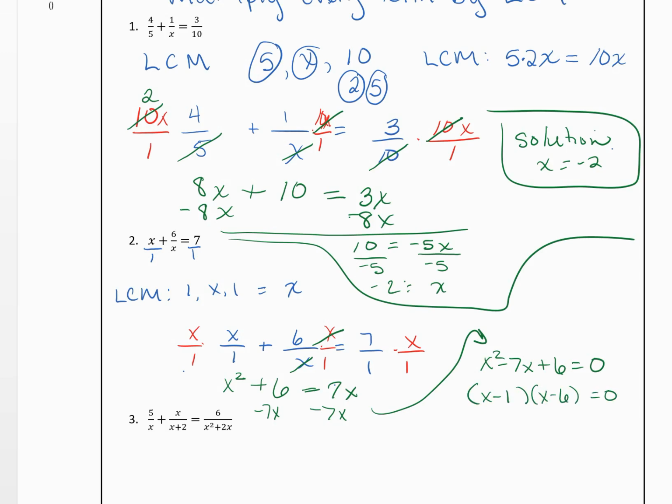Now we would set each of these equal to 0. x minus 1 equals 0, x minus 6 equals 0. So we get x equals 1 or x equals 6. And again, we'd want to glance back at the beginning and just make sure that you'd never be dividing by 0, and here we aren't.